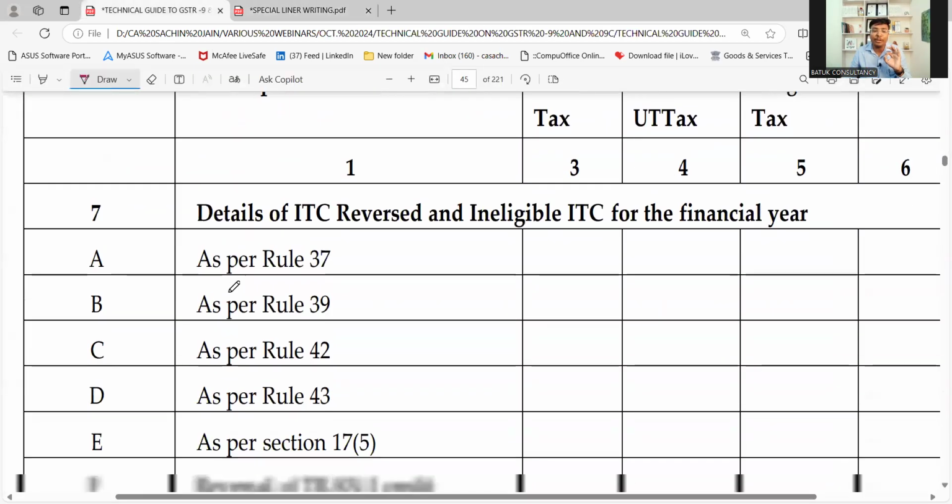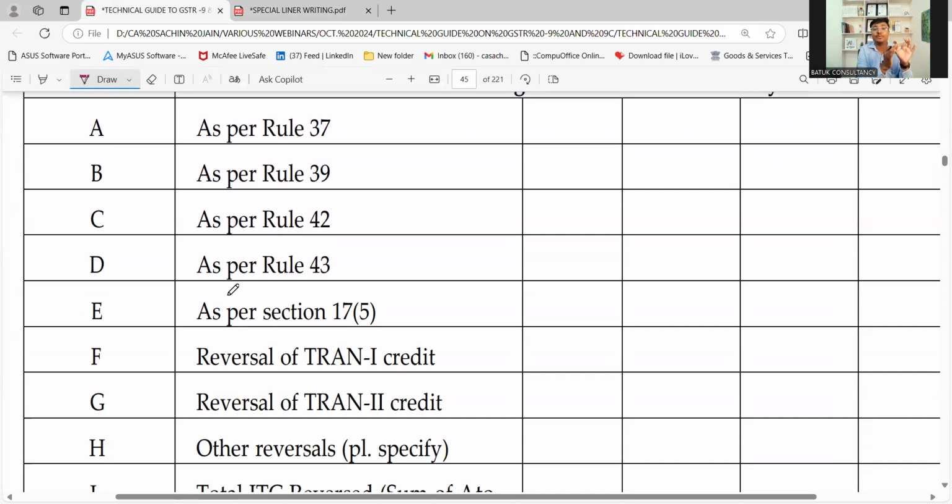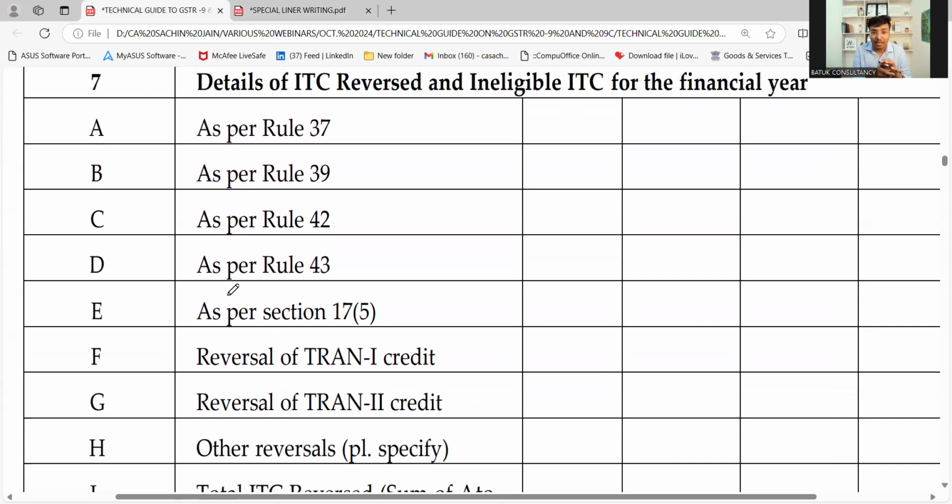And also there is a requirement of bifurcation of section 17 subsection 5, that is blocked credit. Government has issued one negative list under GST that the recipient will not be eligible to claim the input tax credit, and that will be covered under section number 17 subsection 5.